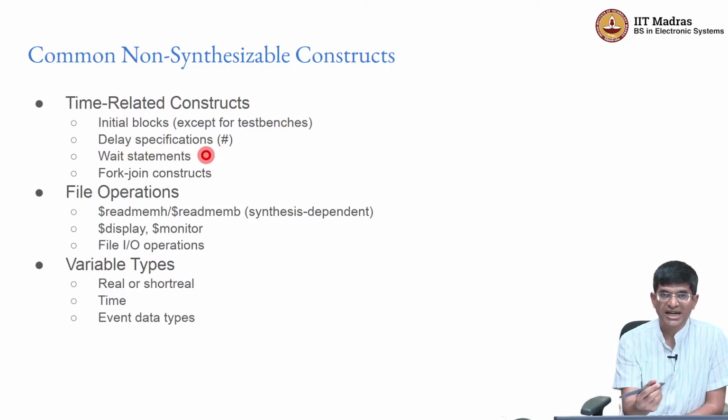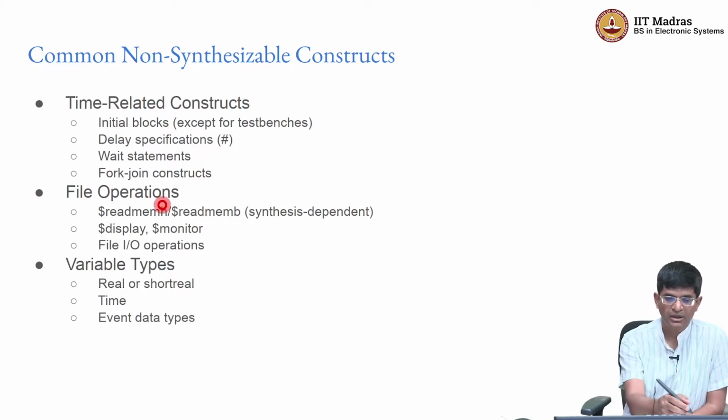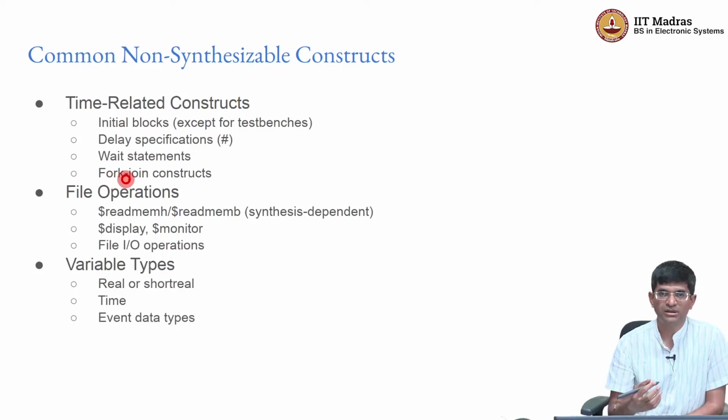Delay specifications, #2, #3, #0.5. As I told you, there is no accurate way of measuring time inside a system except in terms of clock edges, right? So a #2 nanoseconds, for example, is pretty much meaningless when you try to synthesize. Verilog has some very nice constructs in terms of wait statements, wait for a particular event to happen, or there are also so-called fork and join constructs which allow you to trigger off multiple independent threads of operation. The point is, all of this makes sense only in the context of simulation, right?